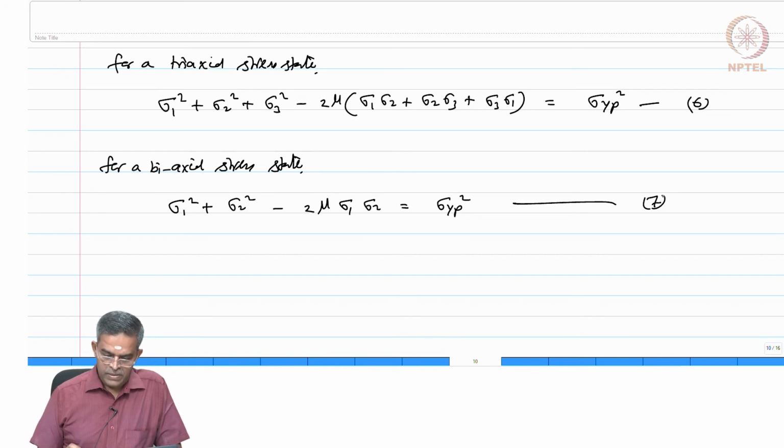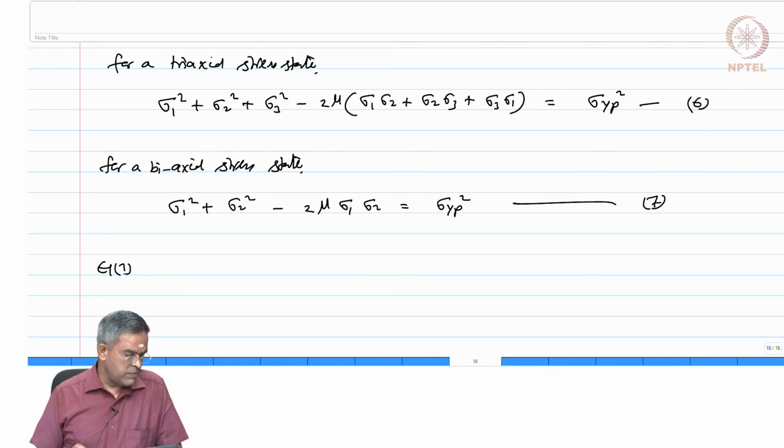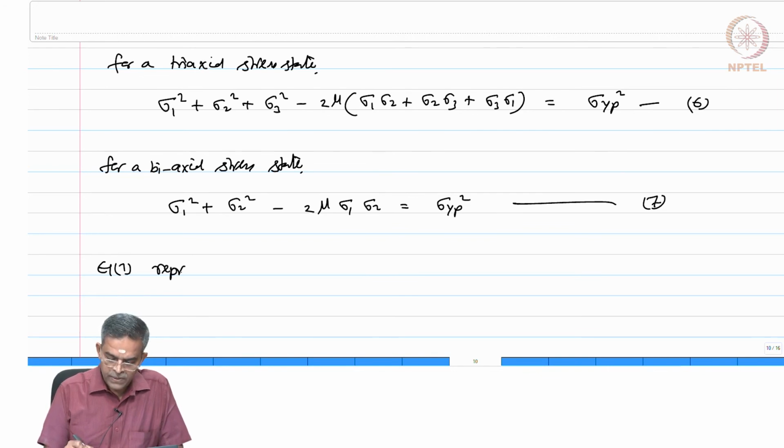Take a simple case. Please look at equation 7. Equation 7 actually represents an ellipse.